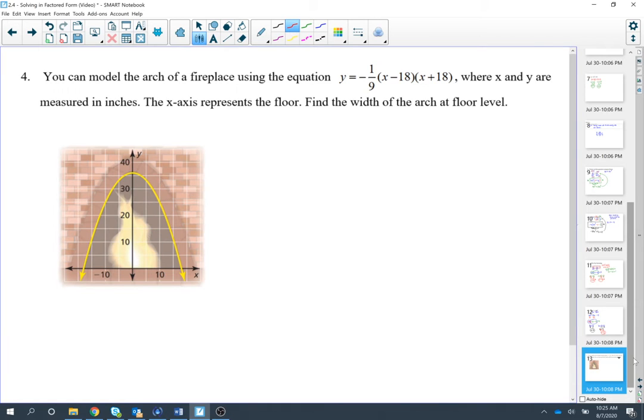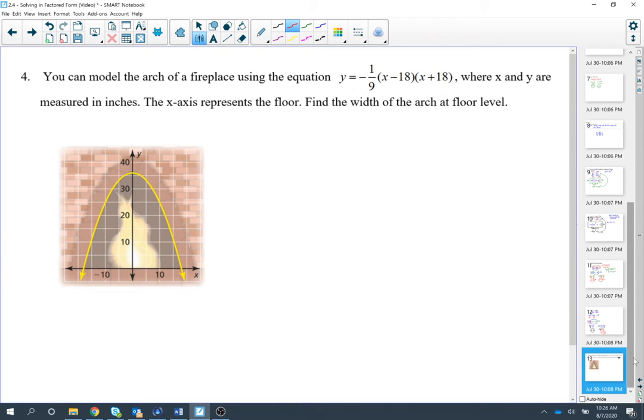Last but not least, we have our application problem. So number 4, you can model the arch of a fireplace using the equation y equals -1/9 times (x minus 18) times (x plus 18), where x and y are measured in inches. The x-axis represents the floor. Find the width of the arch at the floor level.